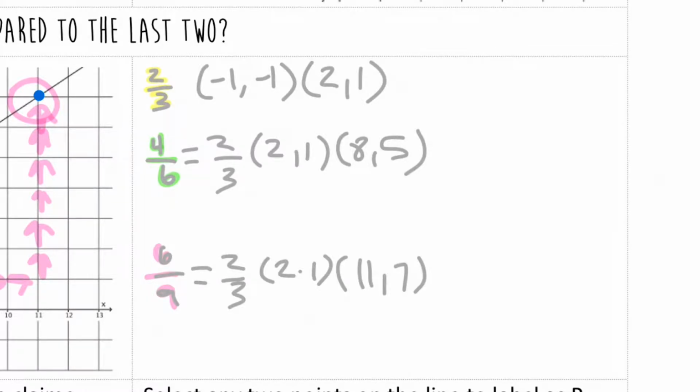So I want you to take a moment and ask yourself, is there some connection between these numbers and the slope? Is there some connection between these numbers and the slope 4 over 6? Is there some connection between these two numbers and the slope 6 over 9?